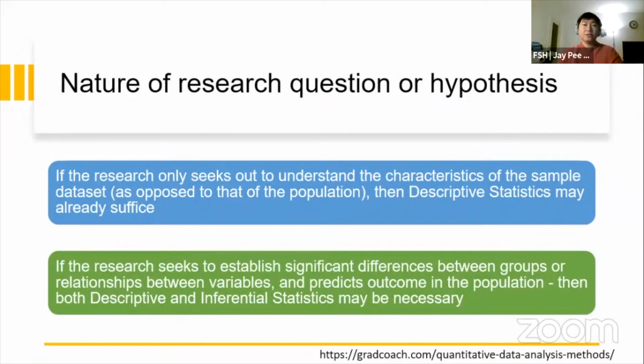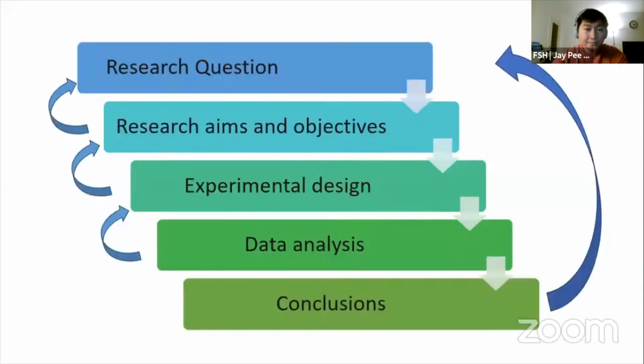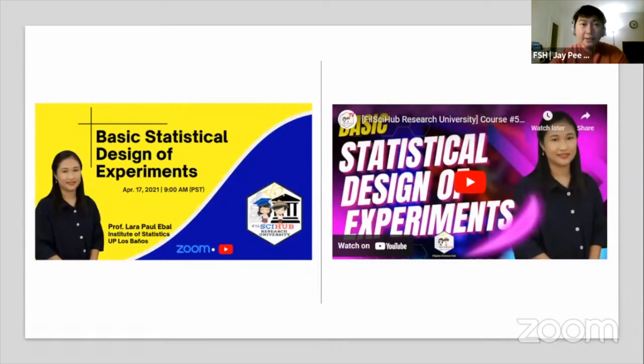But anyway. So, the choice of the statistical tool also depends largely on the type of your research question or hypothesis. So, what I have just presented here is like a general overview of the quantitative data analysis, and this is not a very exhaustive discussion, but if you want to know more about statistical data analysis, we had a webinar on that, basic statistical design of experiments, delivered by Professor Darapol Ebal from the University of the Philippines, Los Baños Institute of Statistics. You might want to check that out on our website and also our YouTube channels. Yeah. So that leads to the end of my discussion over here.